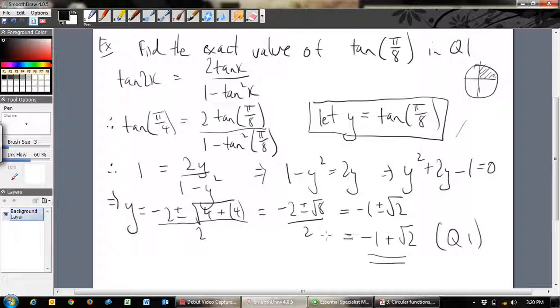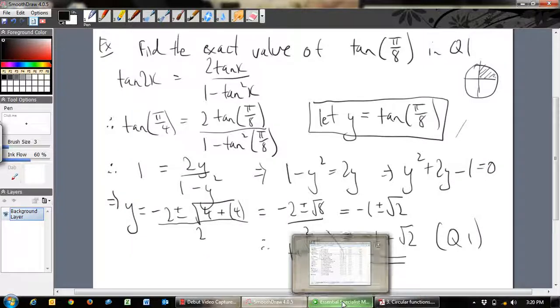Because y was tan pi over 8, therefore tan pi over 8 equals negative 1 plus root 2. So there you go. That's how we use the formulas, instead of doubling an angle, to halve an angle, just going backwards.